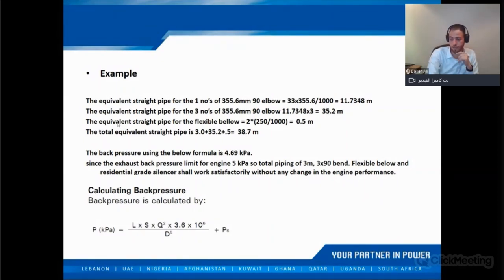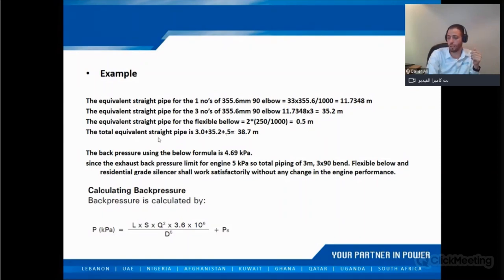For the flexible bellow, the formula to calculate the equivalent straight pipe is to multiply the flexible bellow length by 2. So here we have the flexible bellow 250 divided by 1000 to convert to meters, then multiply by 2, so 0.5. We have a 0.25 meter flexible bellow. The equivalent for this flexible pipe is 0.5 meters, just double the length.